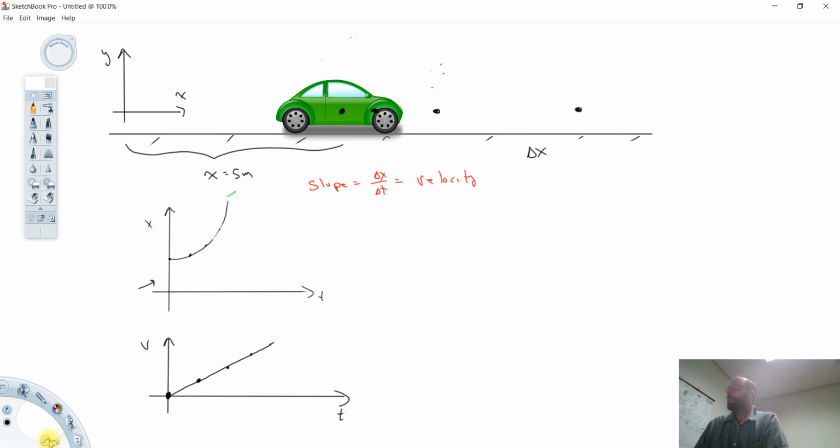Right. Now, if we go back and we take a look over here again and we talk about slope, slope is rise over run. Well, now that's going to be a change in velocity over a change in time, and that's called acceleration.